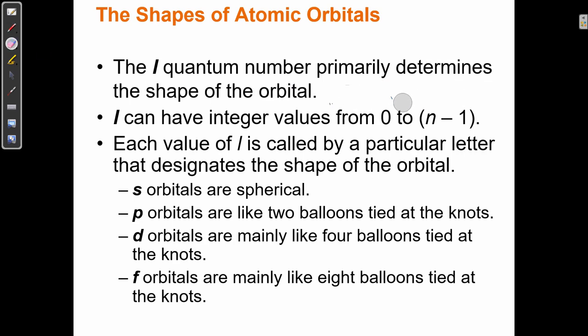So these are the rules for the principal quantum numbers. When I know what n is, that limits what L can be. Giving a value for n tells me that L can only be 0 to 1, or 0 to 2, or 0 to 3, and so on. Each value of L is called by a particular letter that designates the shape of the orbital. S orbitals are spherical. P orbitals are like two balloons tied at the knot. D orbitals are like four balloons tied at the knot. F orbitals are like eight balloons tied at the knot.